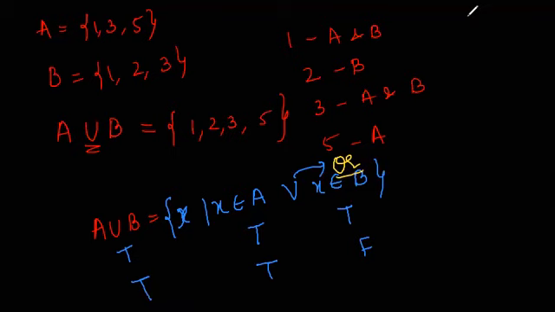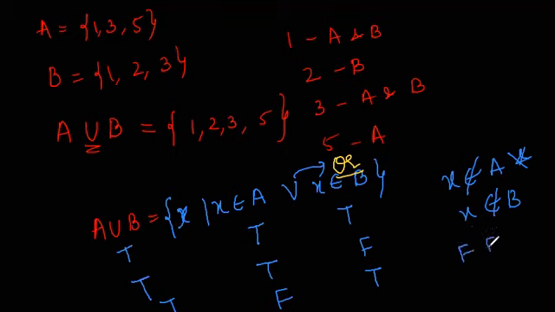Let's see the last scenario. The last scenario is the vice versa of true, false, which is false, true. Even then it will be true. If X does not belong to A, and X does not belong to B, then X will not be in A union B. This is the false, false case. If A is false and B is false, then A union B will also not have the element X.